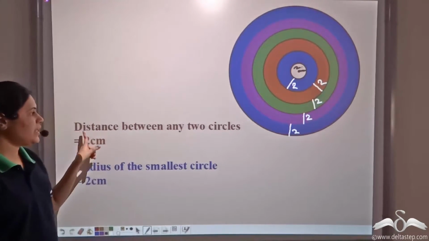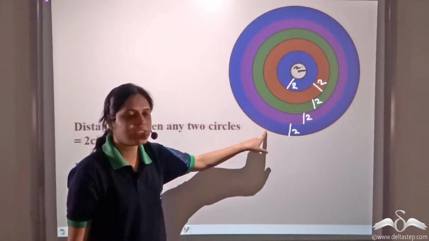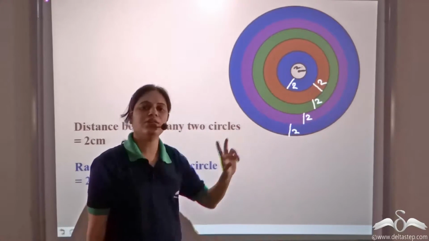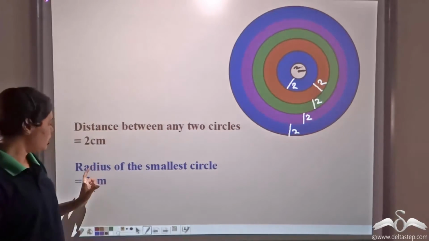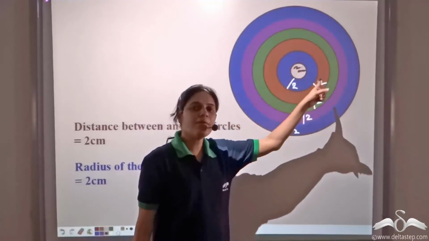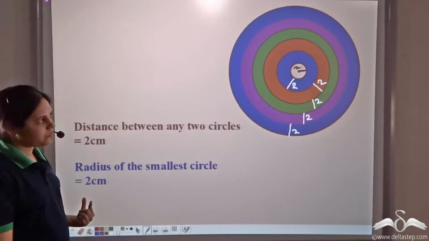So we assume that the distance between any two circles, so this is a circle, this is another circle, is 2 centimeter. Also, the radius of the smallest circle, that is the innermost circle, is 2 centimeter.